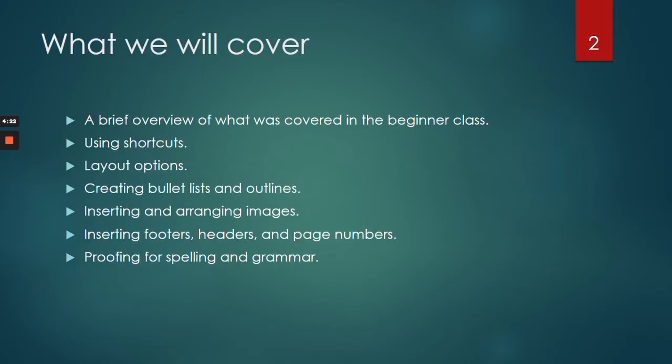So here's what we're going to cover. Again, a brief overview of what we did in the beginner class. We'll move on to shortcuts, layout options, creating bullet lists and outlines, inserting and arranging images, inserting footers, headers, and page numbers, and then we'll finish off with proofing for spelling and grammar. This is by no means a comprehensive list of all the intermediate skills necessary to learn in Microsoft Word, but it's a pretty good start.